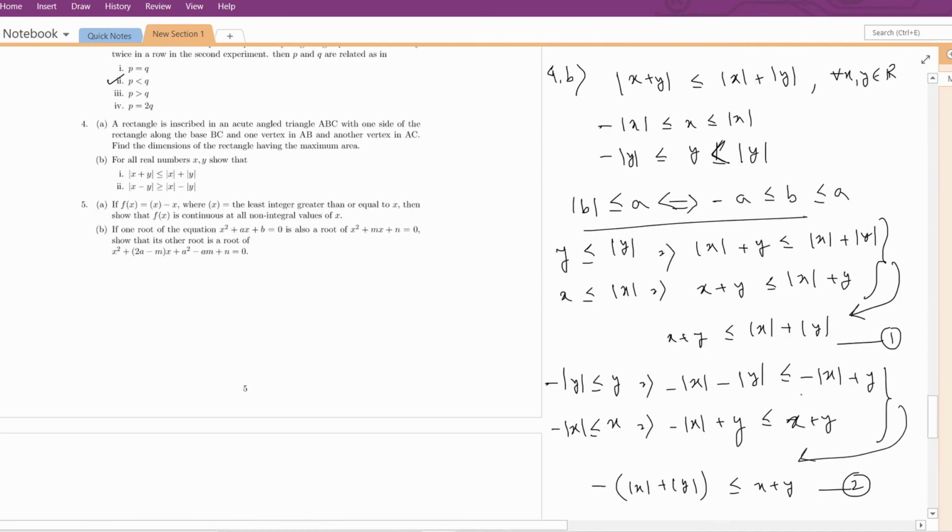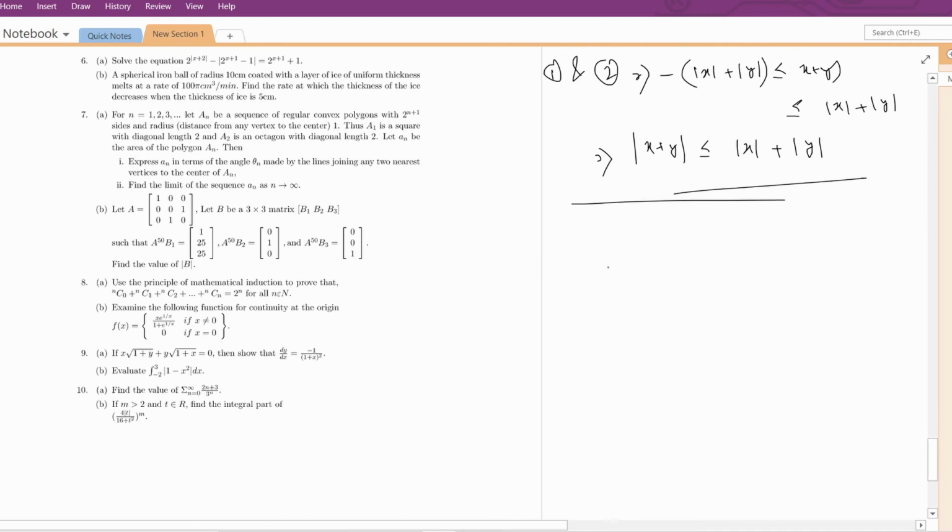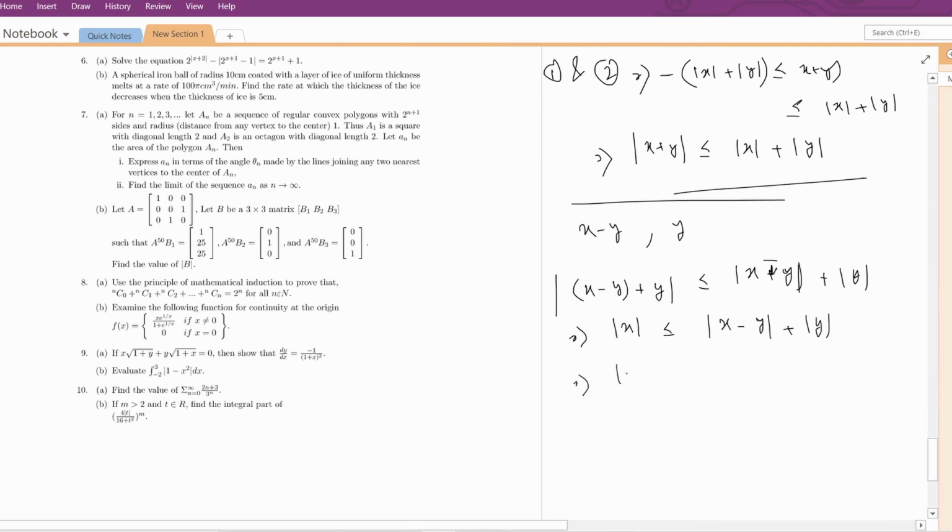This is proved. Now for the second part, we have to prove mod of x minus y is greater than or equal to mod x minus mod y. According to this, we are taking two parts. One is x minus y, the other one is y. So we can write x minus y plus y is less than or equal to mod of x minus y plus mod of y. Now this is mod x less than or equal to mod of x minus y plus mod y, which gives mod of x minus y is greater than or equal to mod x minus mod y. So this is also proved.